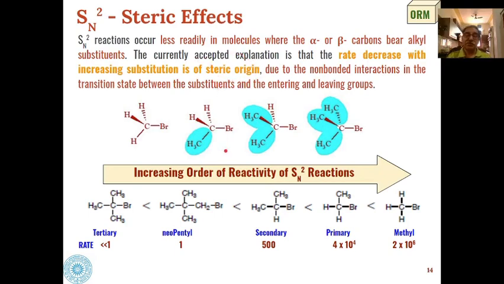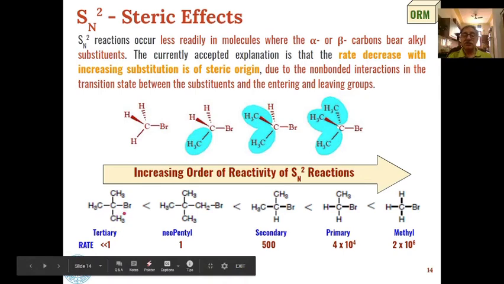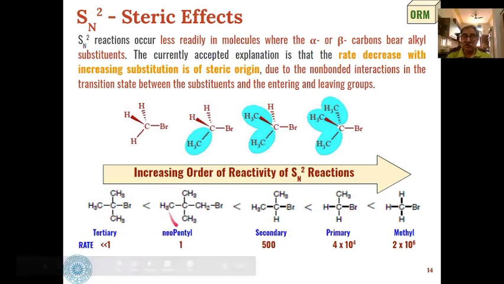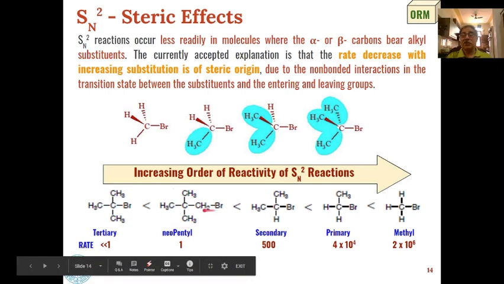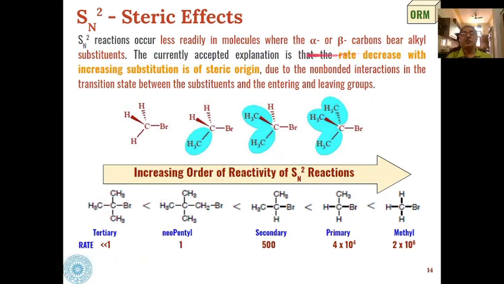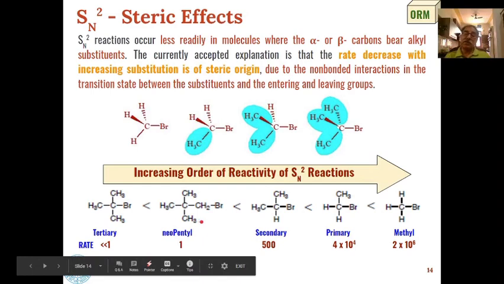So we can see over here also, if we are having tertiary alkyl bromides, this is sterically hindered. Although this is a primary alkyl halide, it is sterically hindered at the beta position, whereas this is sterically hindered at the alpha position. So if alpha or beta carbons bear alkyl substituents, the rate of reaction will be lowered as the number of alkyl groups increases. So in tertiary, the rate of reaction is less than 1. In neopentyl, this is 1.